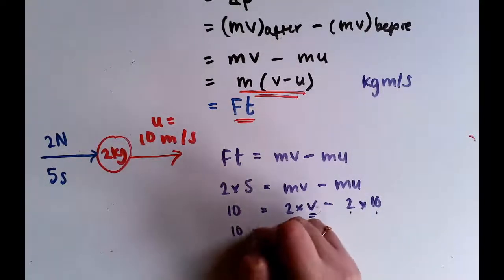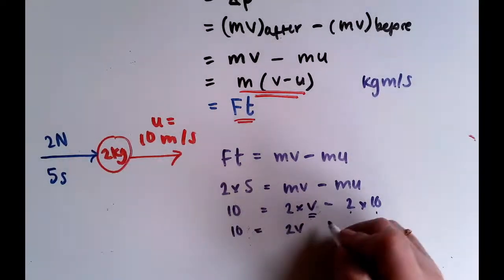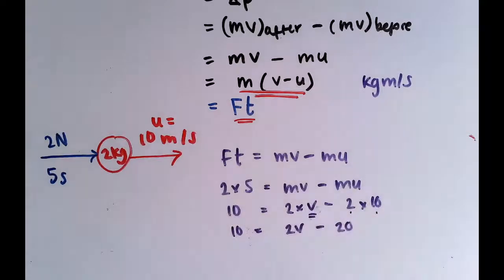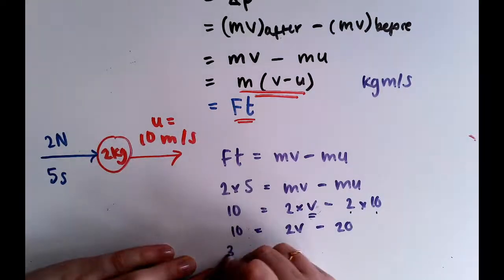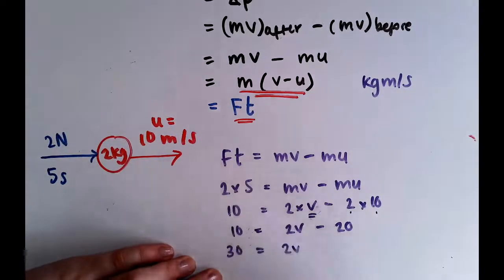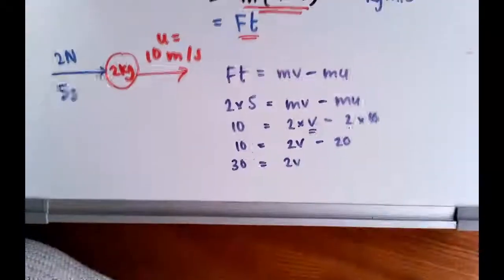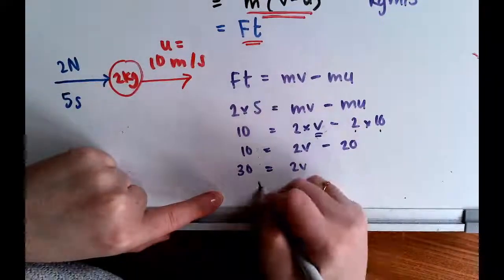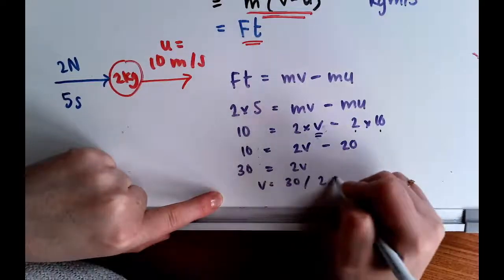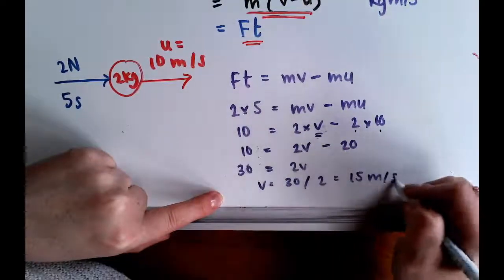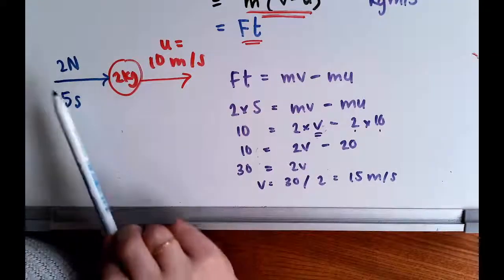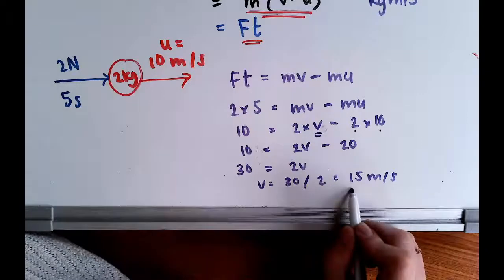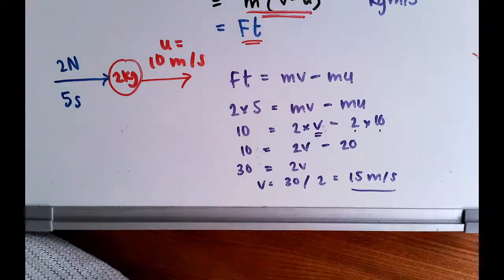So I've got 10 equals 2v minus 20. And what I do is I then add 20 to both sides so that I'm left with just an expression for v. So I get 30 equals 2v. And so v is equal to 30 over 2, which is 15 meters per second. And so I know that if I exert a force of 2 newtons for 5 seconds, I can work out the final velocity.